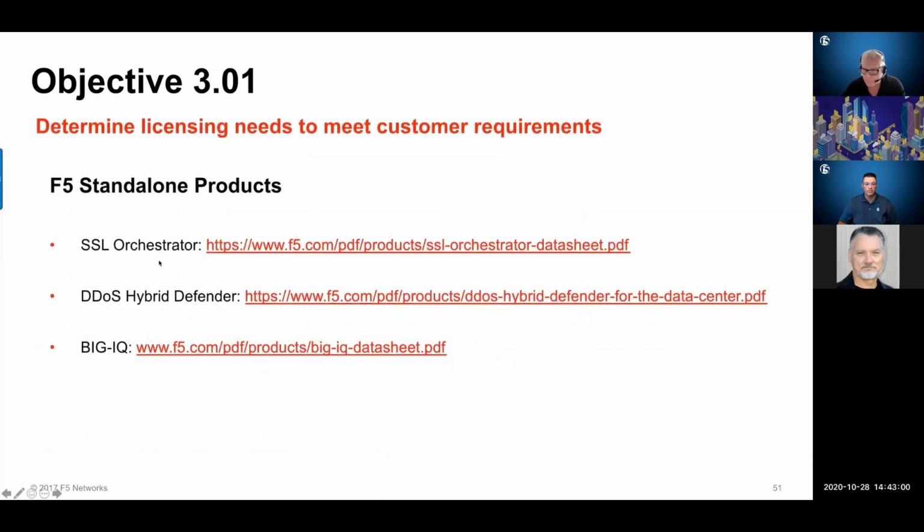Also, standalone products, we kind of mentioned this already: SSL Orchestrator is our SSL decryption solution, right? To decrypt traffic on the network, send it to your security devices, let them do inspection, then we can re-encrypt the traffic. Leif mentioned DDoS Hybrid Defender and BIG-IQ. All 3 of these products you can buy as physical hardware devices, or as virtual editions. So keep that in mind, depending on where they're going to put this on the network and how the customer is going to use it.